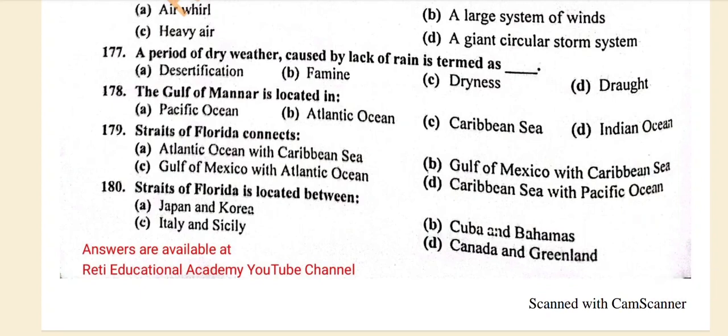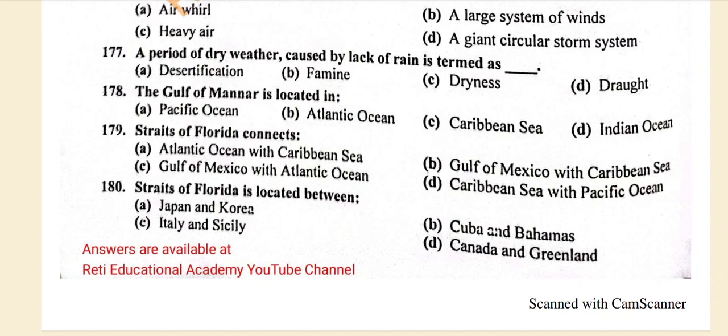Question number 179. Strait of Florida connects A. Atlantic Ocean with Caribbean Sea, B. Gulf of Mexico with Caribbean Sea, C. Gulf of Mexico with Atlantic Ocean, D. Caribbean Sea with Pacific Ocean. And the correct answer is C. Gulf of Mexico with Atlantic Ocean.